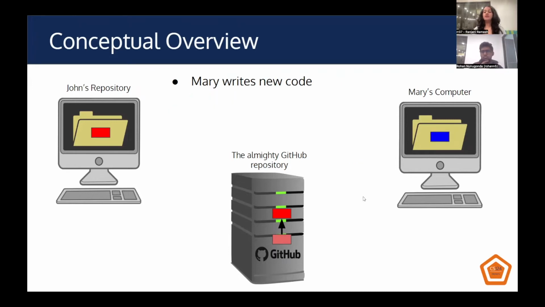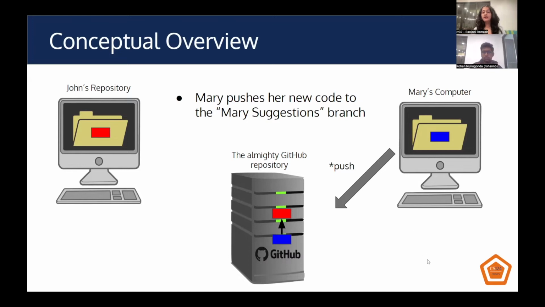And now finally, Mary suggests her changes and she writes some new code to the existing code that John had written. And then she pushes it onto GitHub. So this is a new terminology again that we'll be using. And by pushing it back onto GitHub, she is now saying, okay, this new copy that I had, my branch, is now going to contain the new code that I made and the changes that I made.